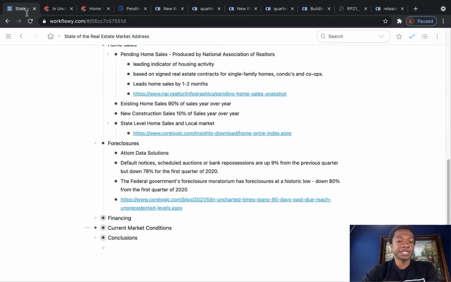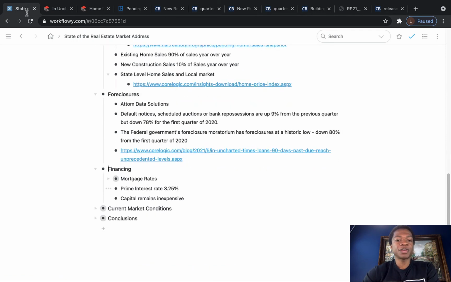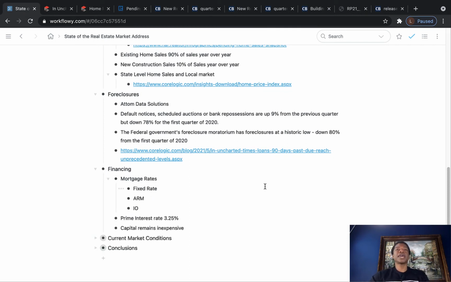Next is financing. So if we take a look at what's happening with financing, you typically will have either a fixed rate mortgage, an adjustable rate mortgage, or an interest only mortgage. And the prime interest rate, as of today, is 3.25%. And capital remains very inexpensive. And so a lot of people would say you would be crazy not to borrow the money and go ahead and purchase that property. And with the price of the money right now, I would tend to agree with that.